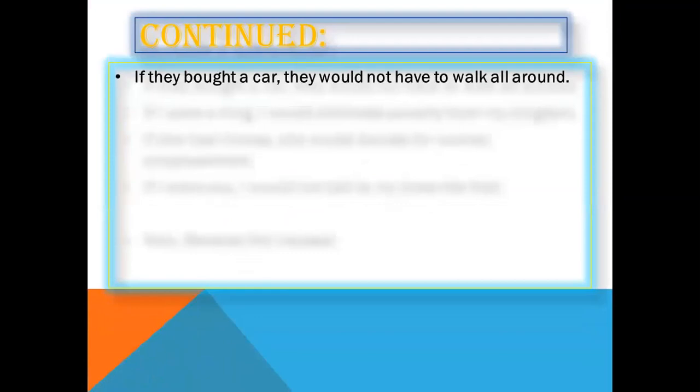Now let's have practice of second conditionals one more time. If they bought, and see, the if part consists of past simple or the second form of the verb, and the remaining part, that is the independent clause, consists of would and infinitive, that is the first form of the verb or the base form. And this is the first example. If they bought a car, they would not have to walk all around. It means they have to walk all around because they do not have a car.